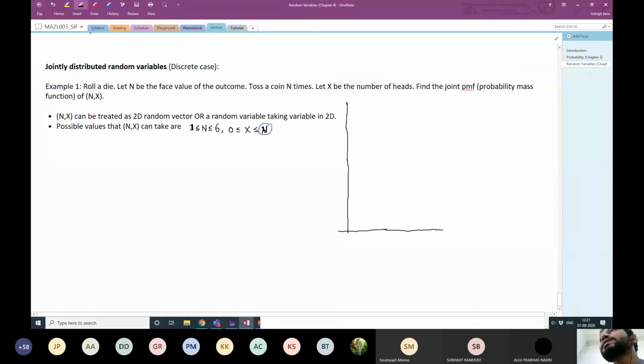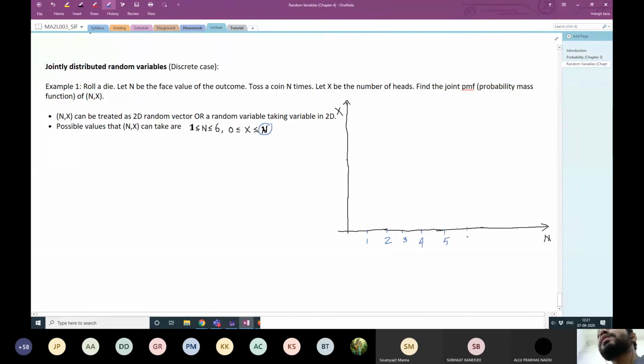Okay. Suppose this is the direction of n, and that is the direction of x. Let's put the points: 1, 2, 3, 4, 5, 6. So the value of n, which is the face value, can be 1, 2, 3, 4, 5, 6.